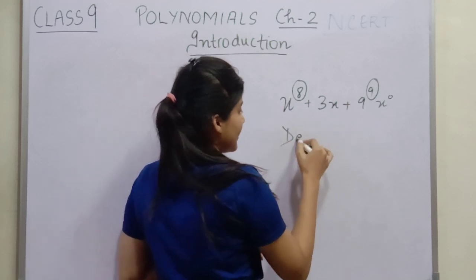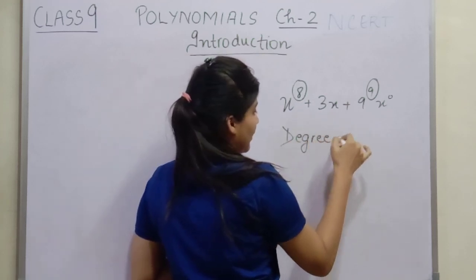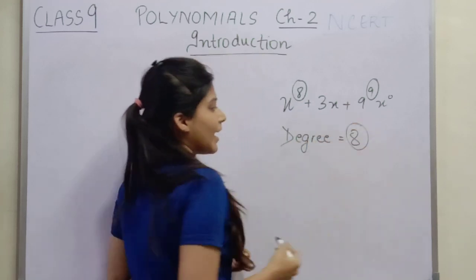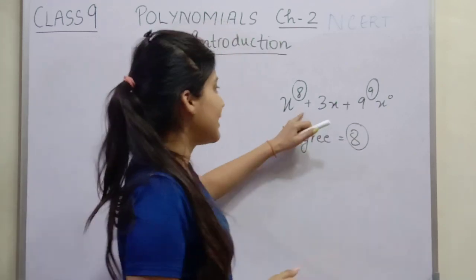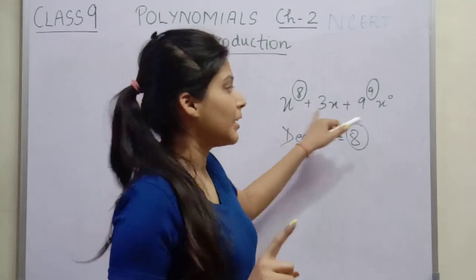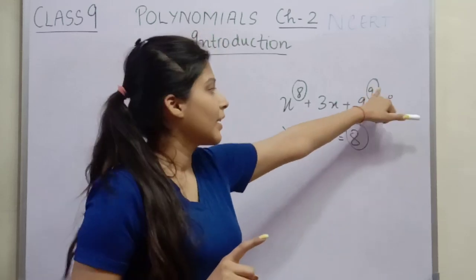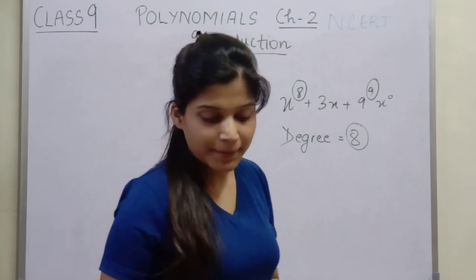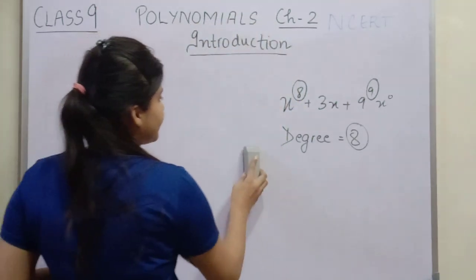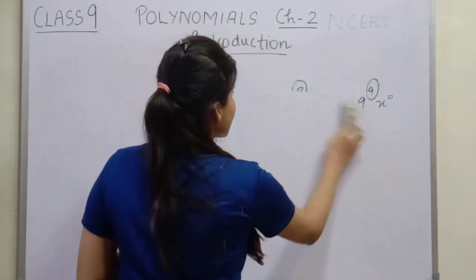So degree is 8 and not 9, right? So we have to see the highest power of the variable and not just the constant. We don't have to notice the power of the constant here, right? So this was about degree.